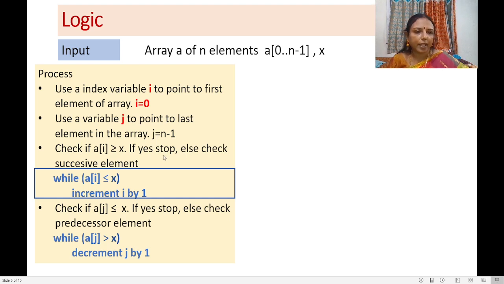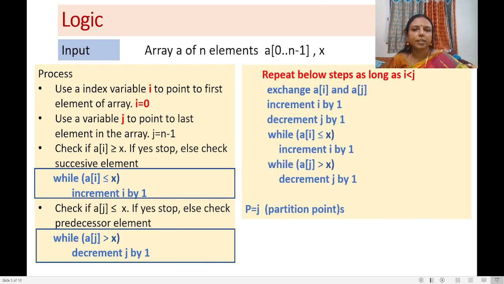And do the left scanning. If a of I, that element at position I, is greater than or equal to x, we will stop. Otherwise, I will increment I by 1. Similarly, when I do right scanning, whenever a of j is less than x, I will stop. Otherwise, I will decrement j by 1. I will repeat this as long as I is less than j. So exchange a of I and a of j, then increment I by 1, decrement j by 1. Again, you do the process.